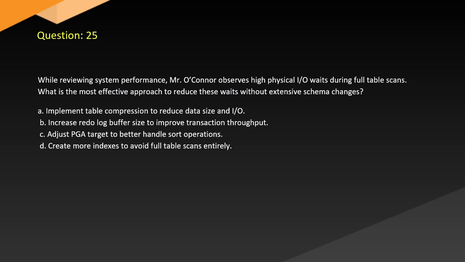Question 25. While reviewing system performance, Mr. O'Connor observes high physical I/O waits during full table scans. What is the most effective approach to reduce these waits without extensive schema changes? A. Implement table compression to reduce data size and I/O. B. Increase redo log buffer size to improve transaction throughput. C. Adjust PGA target to better handle sort operations. D. Create more indexes to avoid full table scans entirely.